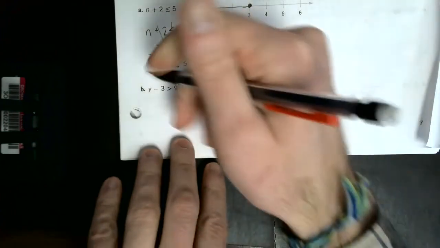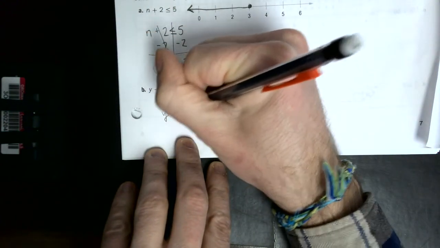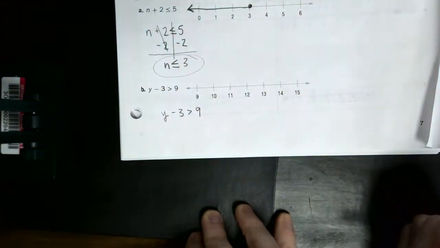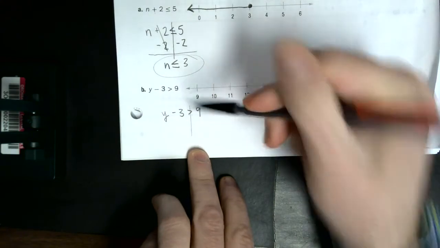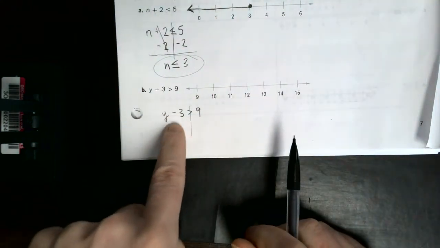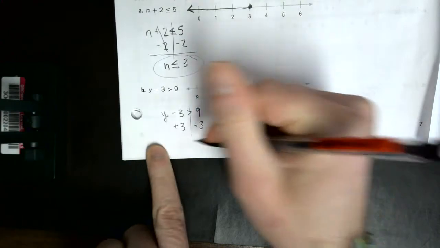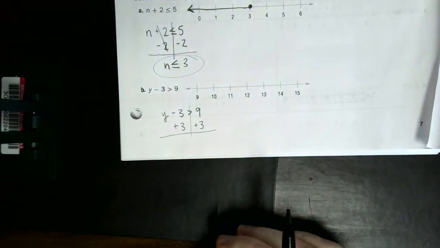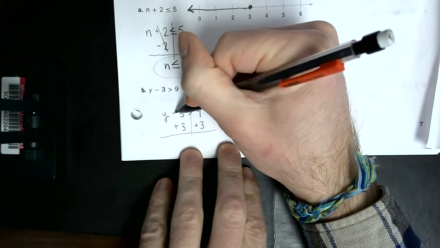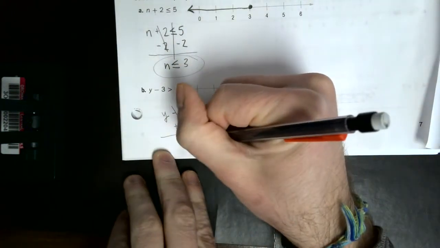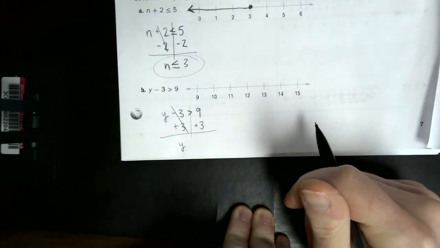All right, last one. Again, you can try this one on your own. We should feel pretty confident about this at this point, having done it in equations. Okay, we want to get rid of that minus 3, so we're going to add 3 to both sides. Let's see what happens here. Minus 3 plus 3, those are gone, we're left with y.